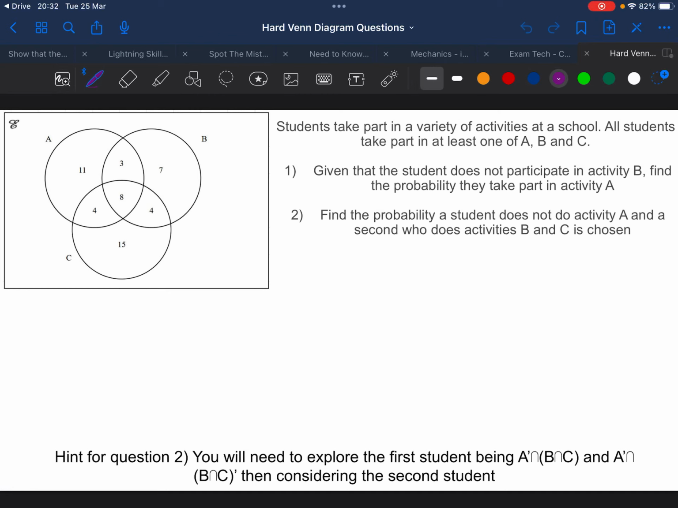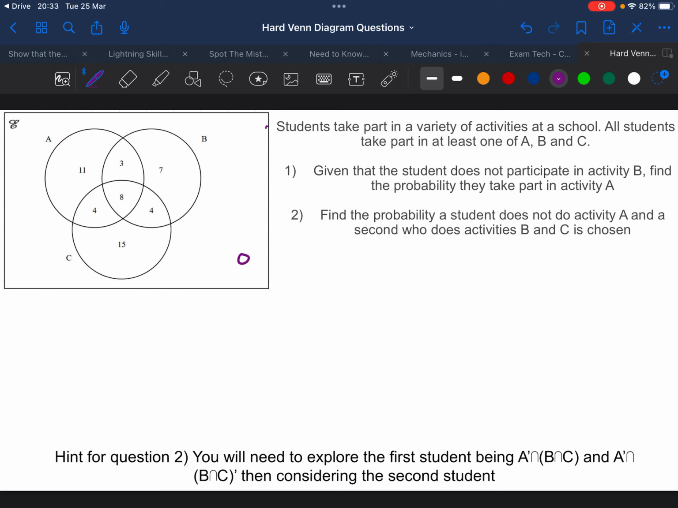Okay, this one's quite a tricky one today, but it was inspired by a question that I did with some students recently, and I thought we'd go through it. So we've got a Venn diagram here, and the Venn diagram describes this situation. Students take part in a variety of activities at school. All students take part in at least one. So in other words, it's like a 0 outside. Given. So this was in particular about given questions.